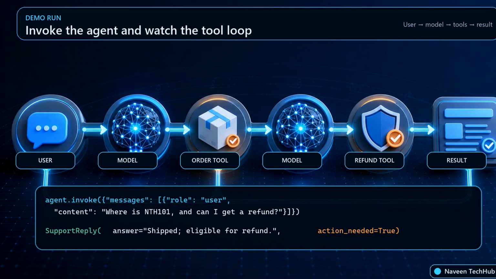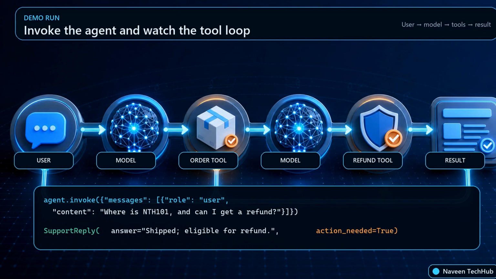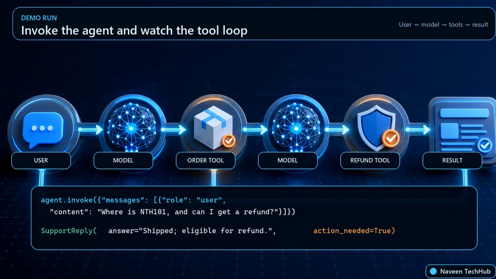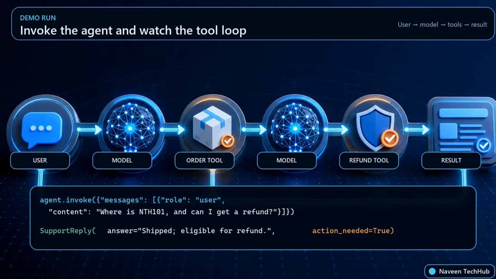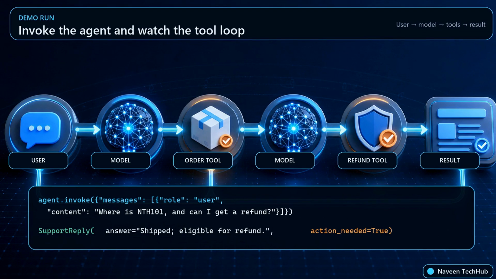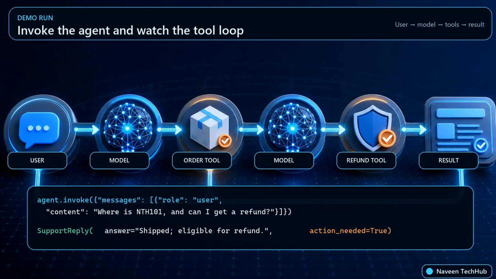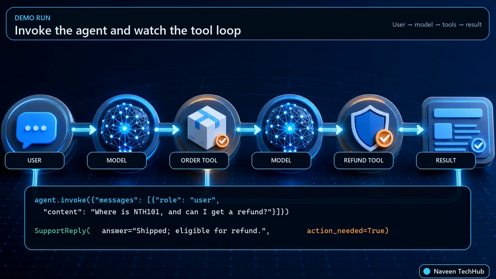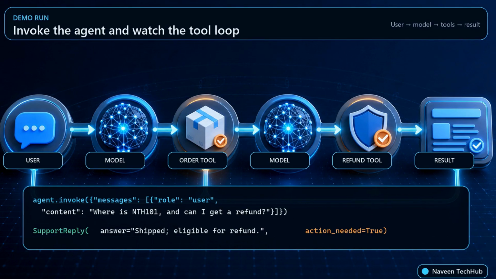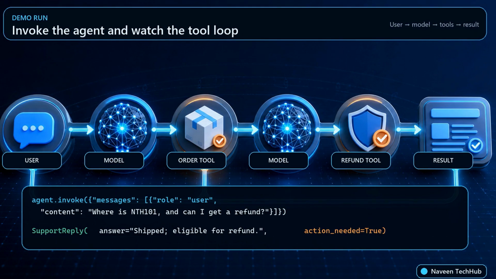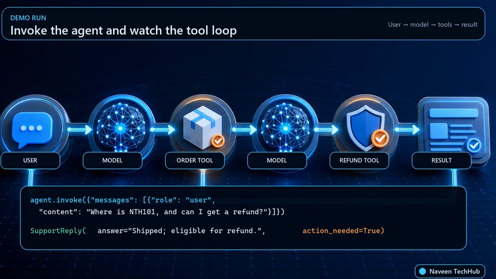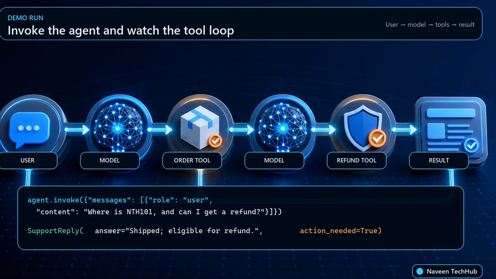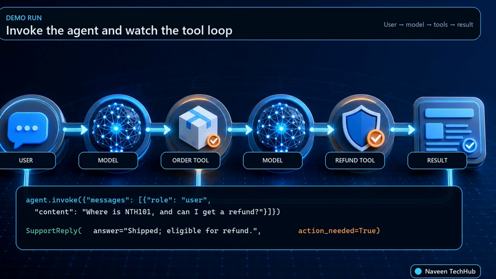Now invoke the agent with one customer message. Watch the flow carefully. The model reads the request and asks for the order status tool. LangChain runs the Python function and sends the result back to the model. Because the customer also asked about a refund, the model can call the second tool. The loop continues until no more tool call is required. Then we read the validated result from structured response. The runtime, not the model alone, coordinates this execution.